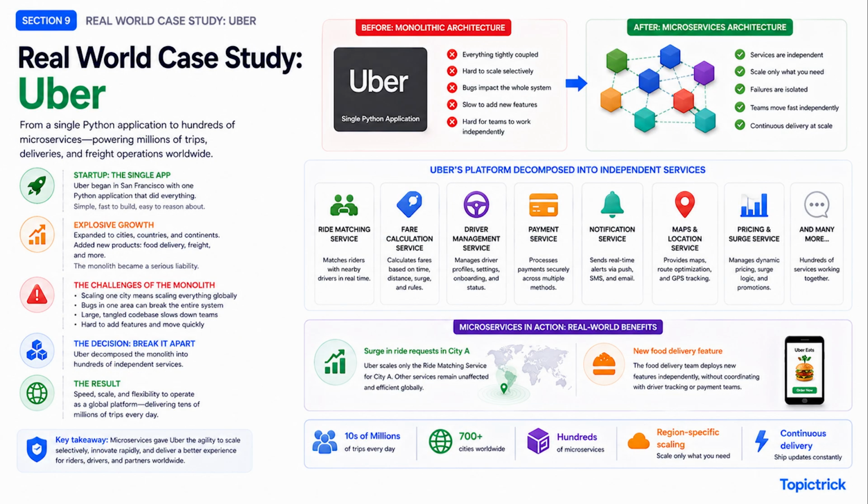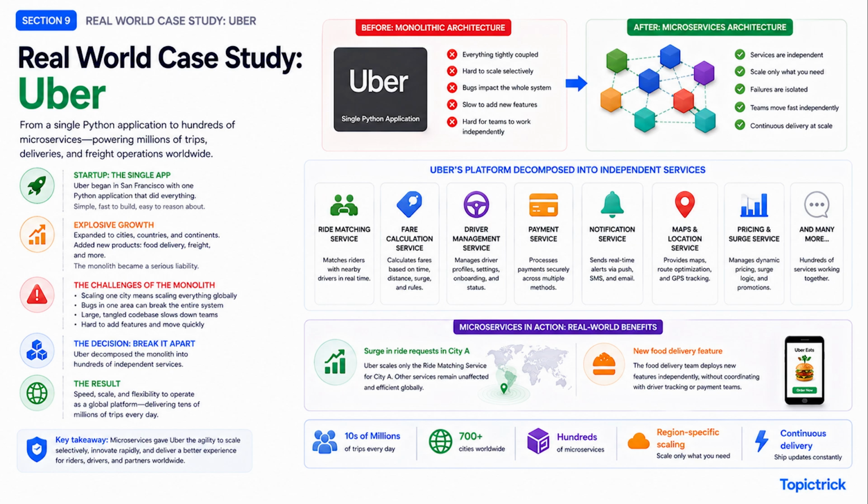Uber offers a third perspective, one that shows how microservices architecture is not just for established giants, but for fast-growing companies navigating explosive scale. Uber started in San Francisco with a single Python application. That one application handled everything: matching riders to drivers, calculating fares, processing payments, sending notifications, and managing accounts. For a startup getting off the ground, this was the right choice. Simple, fast to build, and easy to reason about.